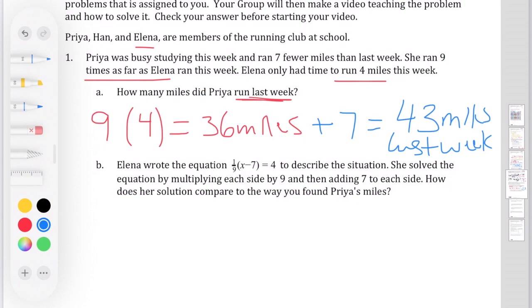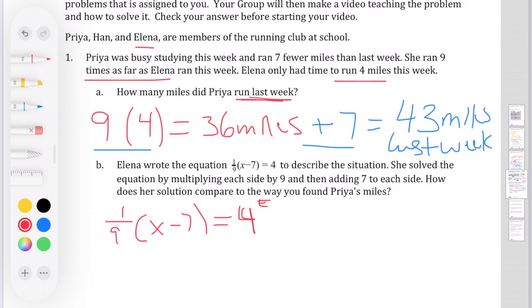Well, we both multiplied by 9, as you can see right here, and then we both added 7. However, Elena took it a step further and followed the golden rule of algebra and was able to keep a balanced equation. So let's take a look at that a little bit more in depth. 1/9 (x − 7) = 4. She also set her equation to the number of miles that she ran this week.